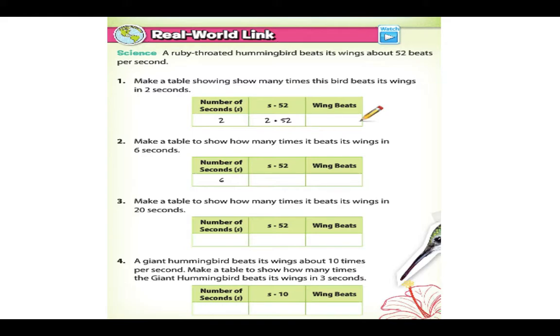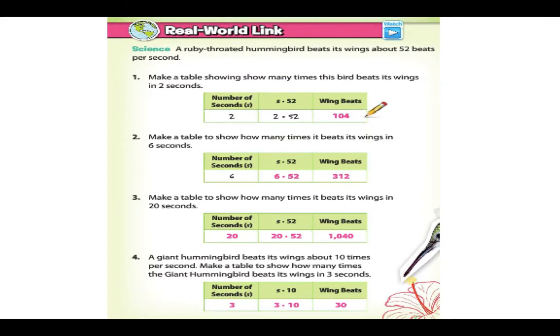It says science. A ruby-throated hummingbird beats its wings about 52 beats per second. Pause the video now and go ahead and fill in these exercises. All right, let's see how you did.